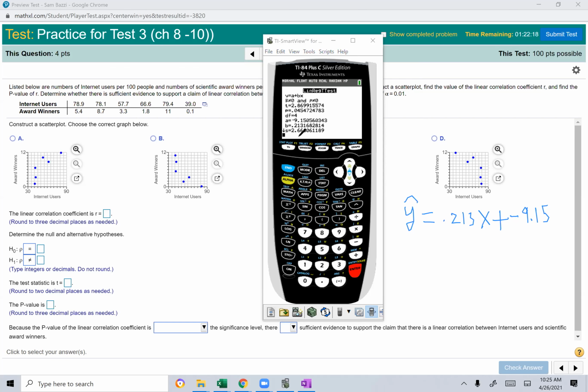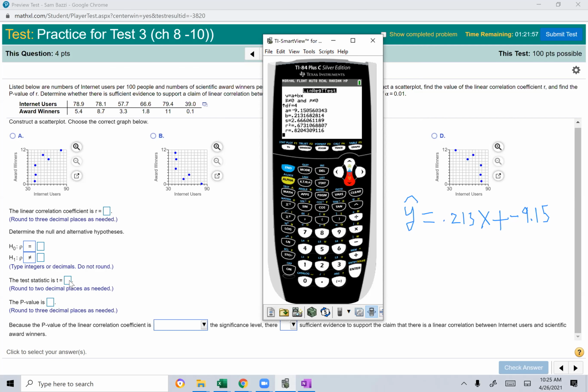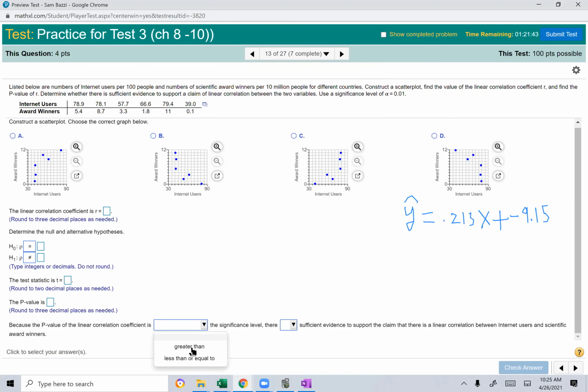And that will be your equation. Any questions, guys? R will be here. If you want R, just scroll down. R is 0.82. How many decimals does he want? 3 decimal places, so it will be 0.820. And you just fill in the rest. The test statistic, the p-value, whatever the p-value was, right there. 0.0455, which is bigger than alpha, and greater than. There is not sufficient evidence to support the claim.